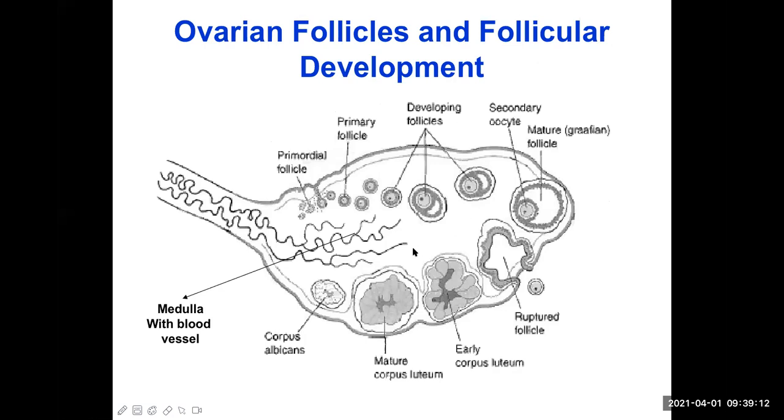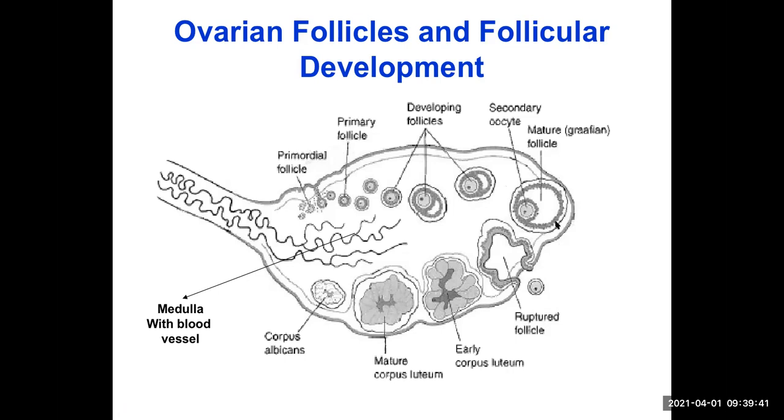So these are the different phases of follicle development. These are the primordial follicle, the earliest one, then the primary follicle, then the developing follicle. When a primary follicle develops into a secondary follicle, these are the developing follicles, and the mature follicle is known as the Graafian follicle. Mature follicle is known as Graafian follicle.